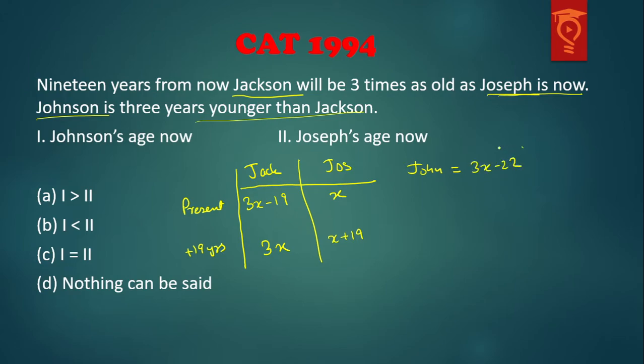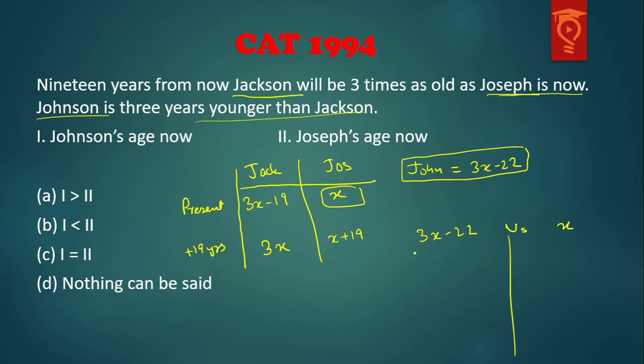Okay, so now we have Johnson's age and we have Joseph's present age. So we have to compare these two. So 3x minus 22 versus x. Okay, let us see. So if I make a small table and if I take, say, suppose x is 8. Okay, if x is 8, so Joseph's age is x and Johnson's age is 3x minus 22. So if x is 8, 3x minus 22 is 2. So right now this is bigger.